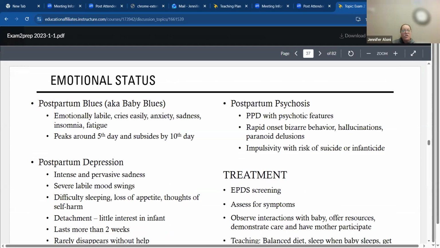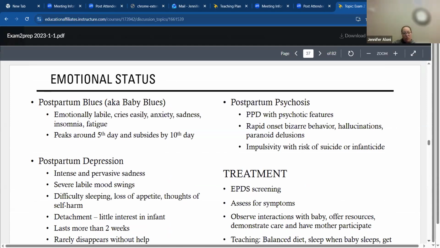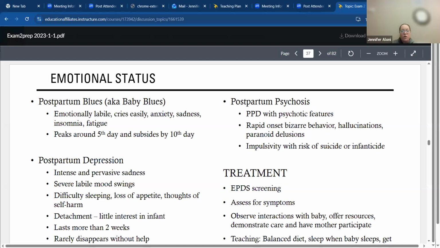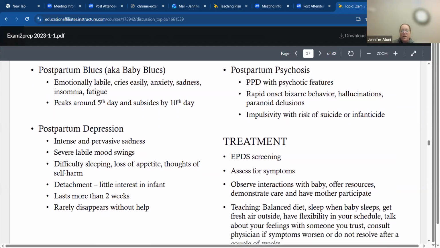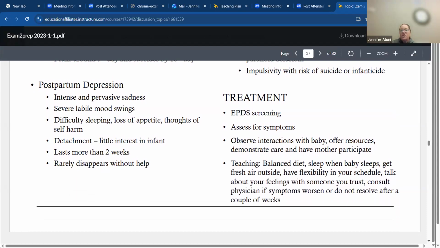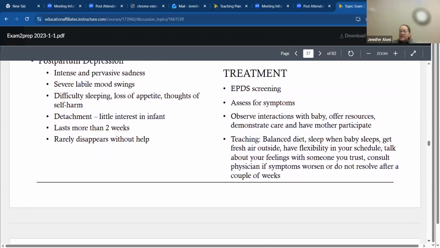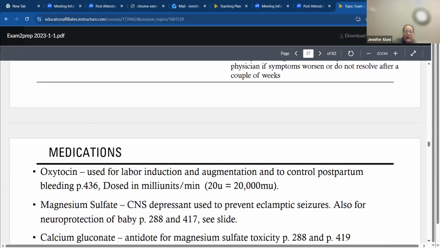We have different emotional statuses that we looked at, and that's in one of your crosswords. We have our baby blues, which peak around day 5 and kind of go away by day 10. We have postpartum depression, which is going to be much more intense. It's going to last more than 2 weeks. They're going to have some detachment. We have our postpartum psychosis, which goes even further. Our treatment, we're going to look for those symptoms, teach sleeping when the baby sleeps, get outside, get some fresh air, and antidepressant treatments, okay?